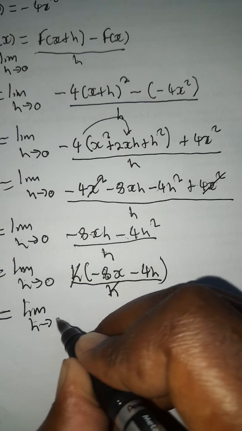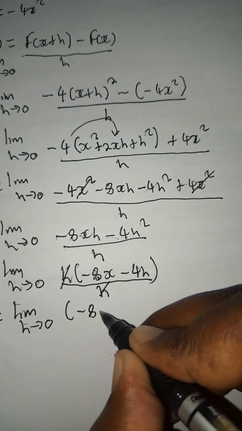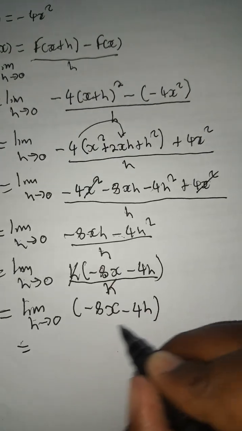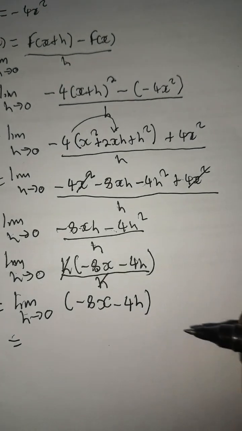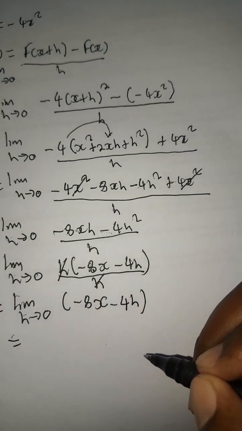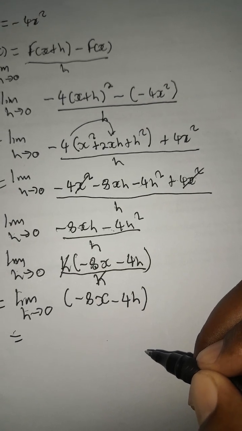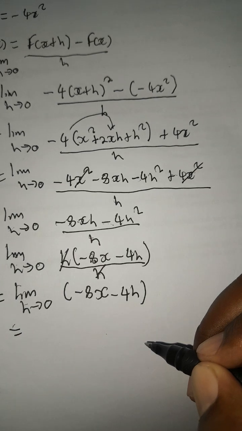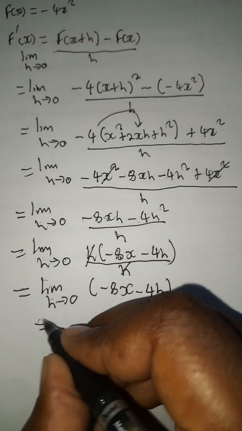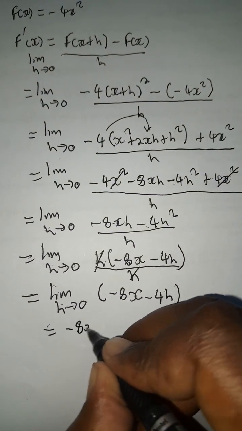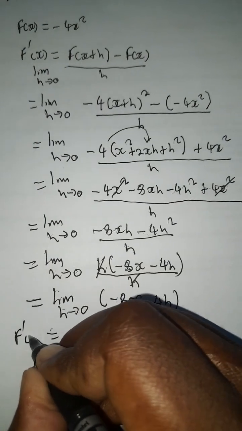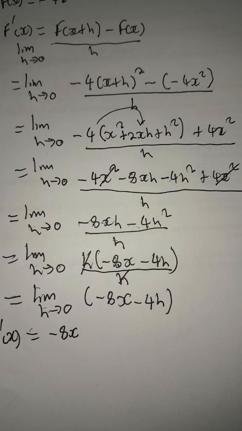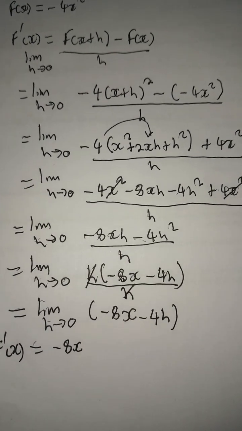Limit as h approaches 0. Negative 8x minus 4h. When it comes to this, where there is h, you put 0. We are going to have negative 8x minus 4 times 0. What is that? 4 times 0 it's 0. Negative 8x minus 0, that will be negative 8x. That's the solution for this question, right? That's how you can get that beautiful 5 marks.